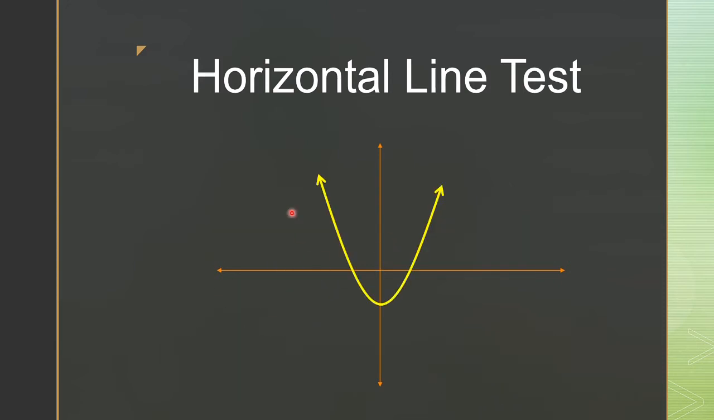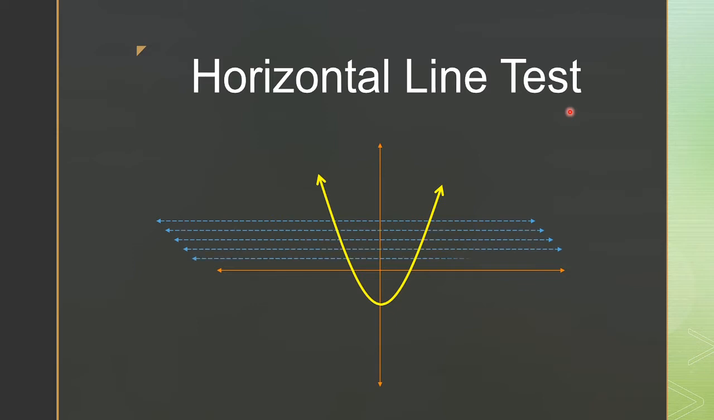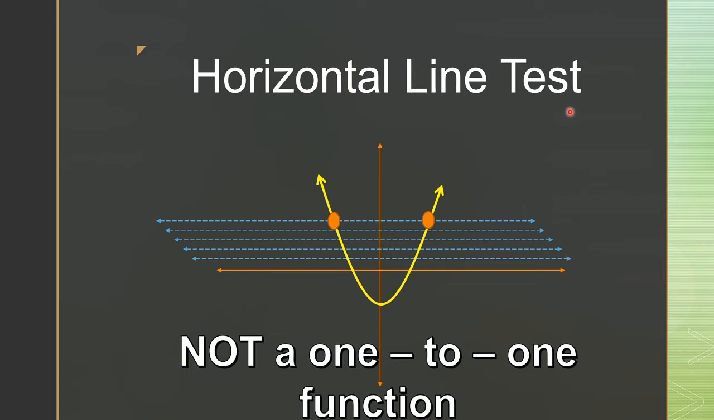Next, this example naman, kapag ginamit natin yung horizontal line test, meron tayong makikitang ganitong mga points, or ganitong intersection. So meaning to say, hindi ito one-to-one function. It is because meron tayong 2 points of intersection gamit ang horizontal line test. So meaning to say, this graph is not a one-to-one function, pero this is a function.